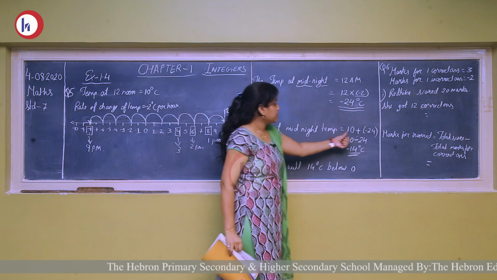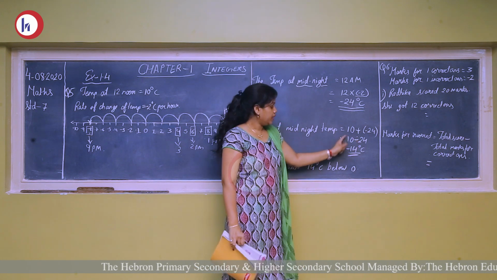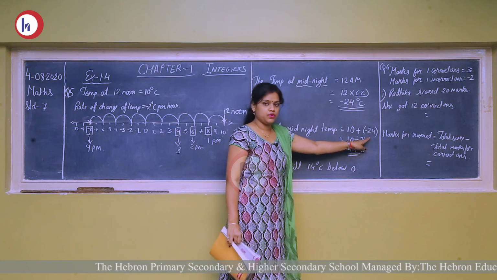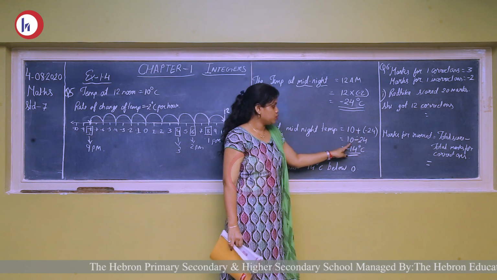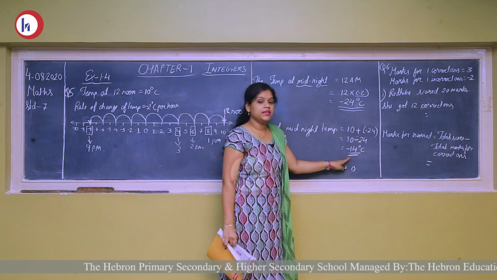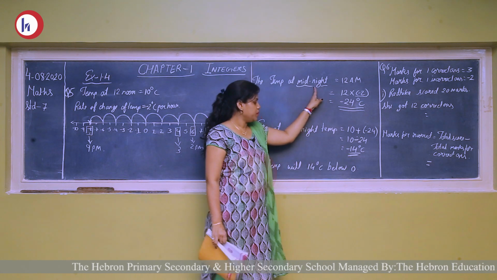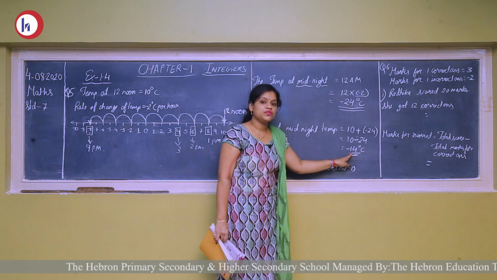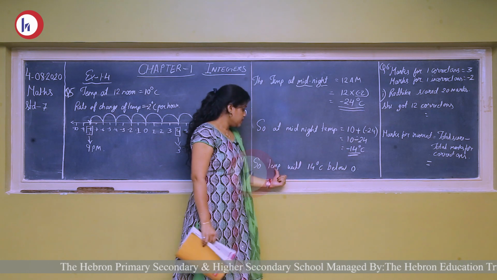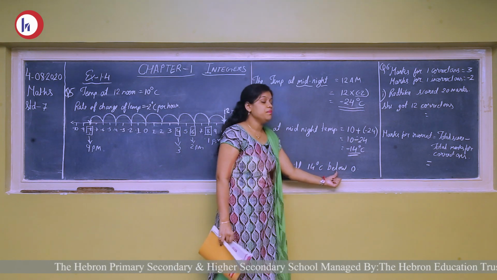But the temperature started from 10 degrees. So 10 plus minus 24, that is the rate of change of temperature. So 10 minus 24, the final temperature was minus 14 degrees C. So at 12 midnight, the temperature was minus 14 degrees C. That is, the temperature is 14 degrees C below 0.